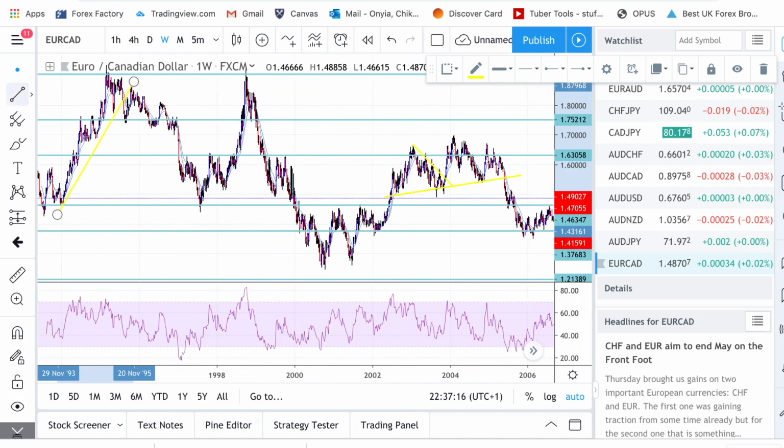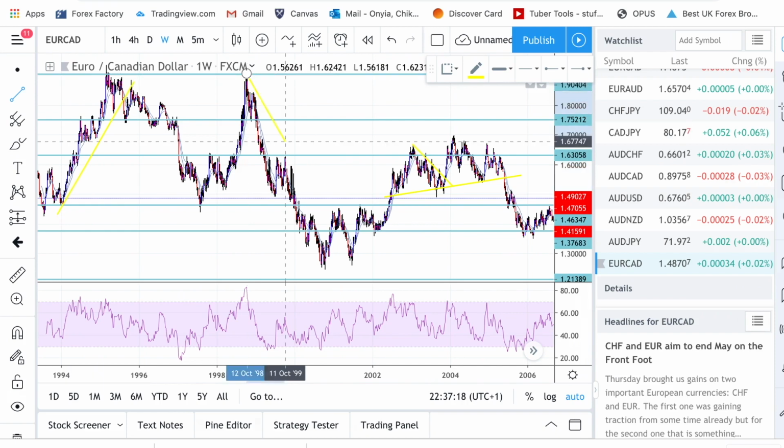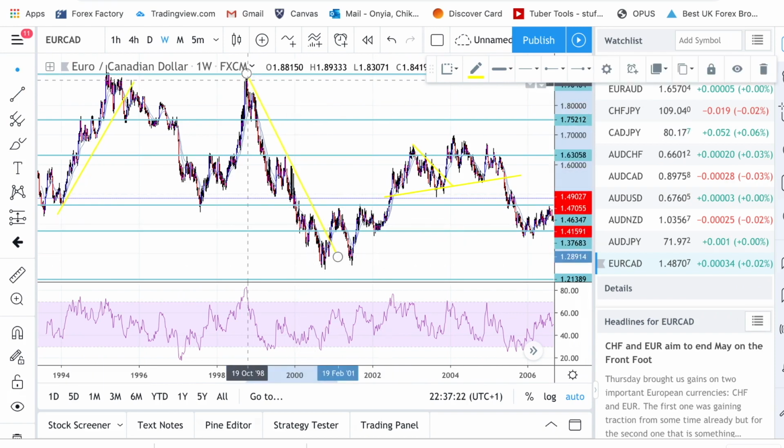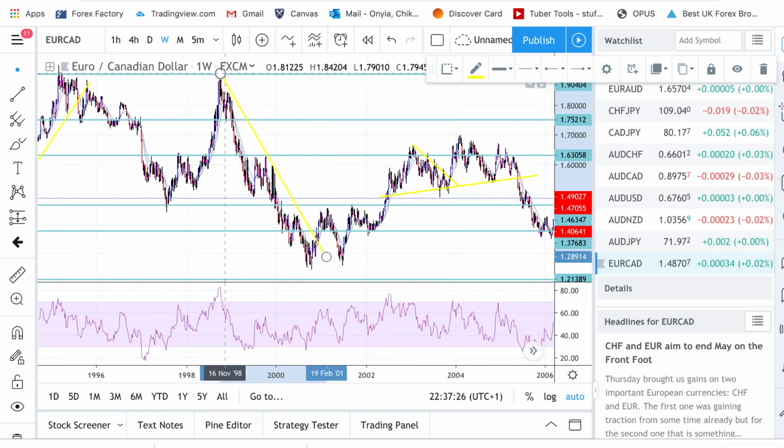I think another one could be right here. Okay. So do you see that? Perfect. This is also a trend. It's another trend. And these are all long-term trends. These are years worth of trends.